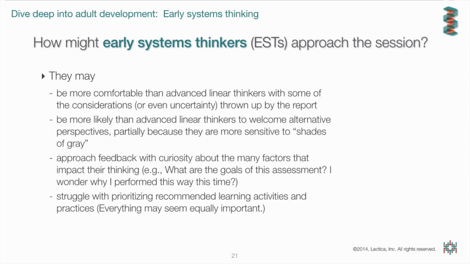And struggle with prioritizing recommended learning activities and practices, because everything may seem equally important. Compared to advanced linear thinkers, early systems thinkers have a slightly greater sense of expansiveness in their thinking. This allows them to hold more complexity, ambiguity, and uncertainty, but can also lead to a sense of being off balance or difficulty making choices.